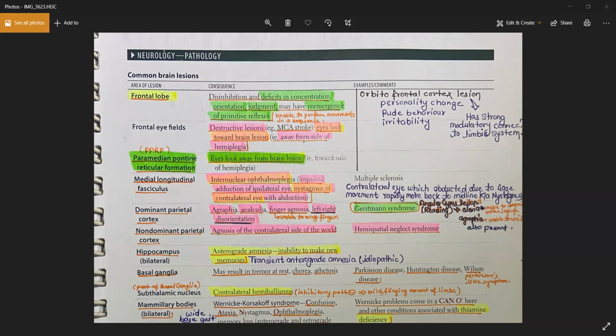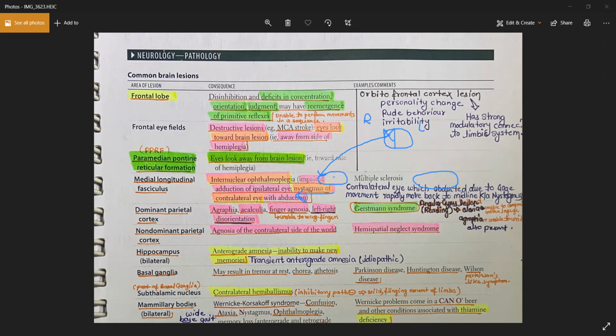Why is that? Because if this is your pons, and this is your eye, let's say this is your right side again, this is your left side. The function of the right-sided PPRF is to contract the right lateral rectus to make the eye look to the right side. If you get a lesion in the right PPRF, then the contraction won't happen.